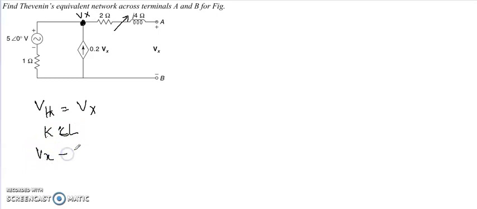Vx minus 5 angle 0. 5 angle 0 means 5 plus 0i, which is 5. Vx minus 5 by 1 minus 0.2 Vx is equal to 0. Current in this branch is 0. There are two branch currents. Sum of the two branch currents is equal to 0. And from this we can find Vx. That is 0.8 Vx is equal to 50.